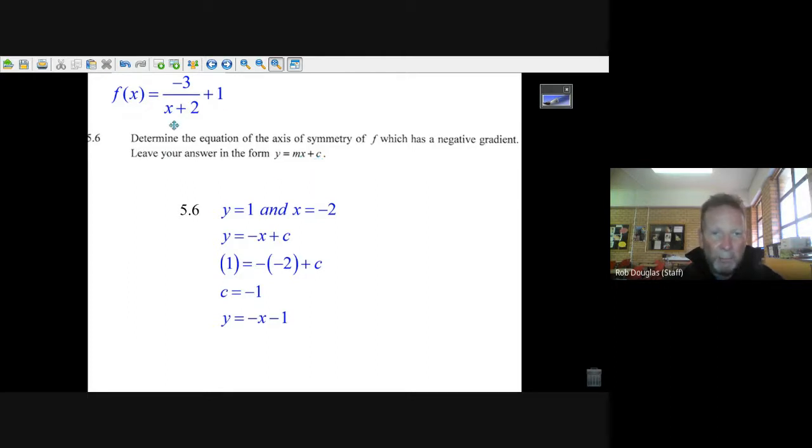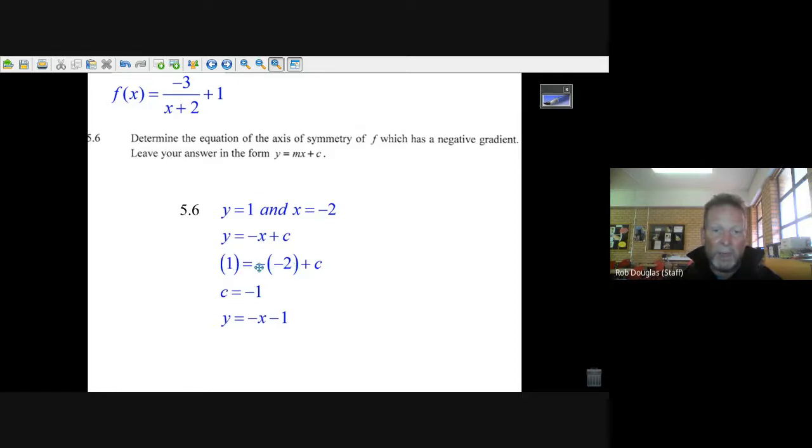Well, if you know how hyperbolas work, you know the answer is y equals minus x plus c. It's just -1 or +1. And then all you do is take the asymptotes, y equals 1 and x equals -2. And instead of y, put in a 1. Instead of x, put in -2. And then just figure out what c is.